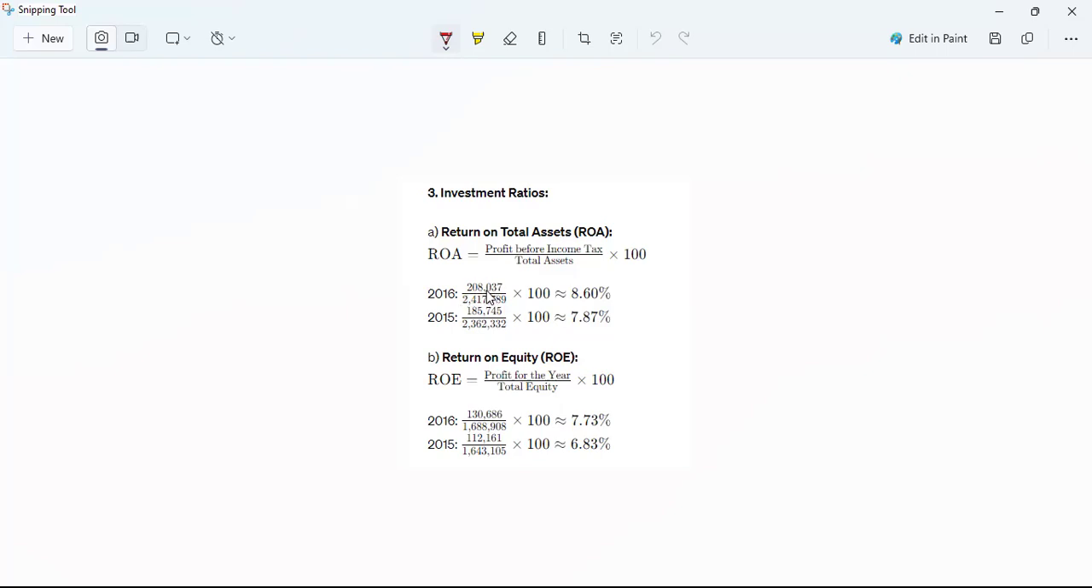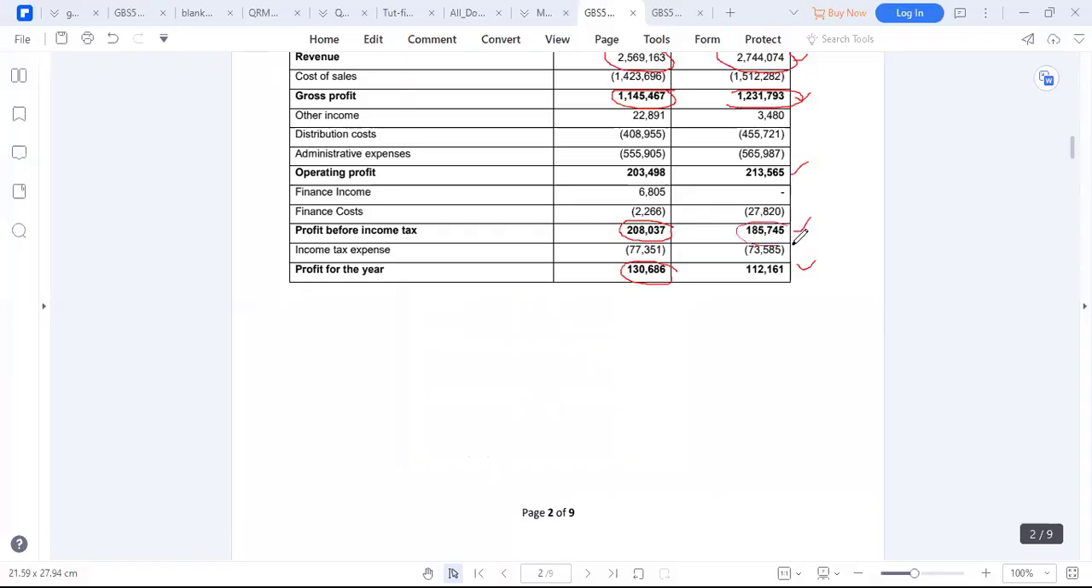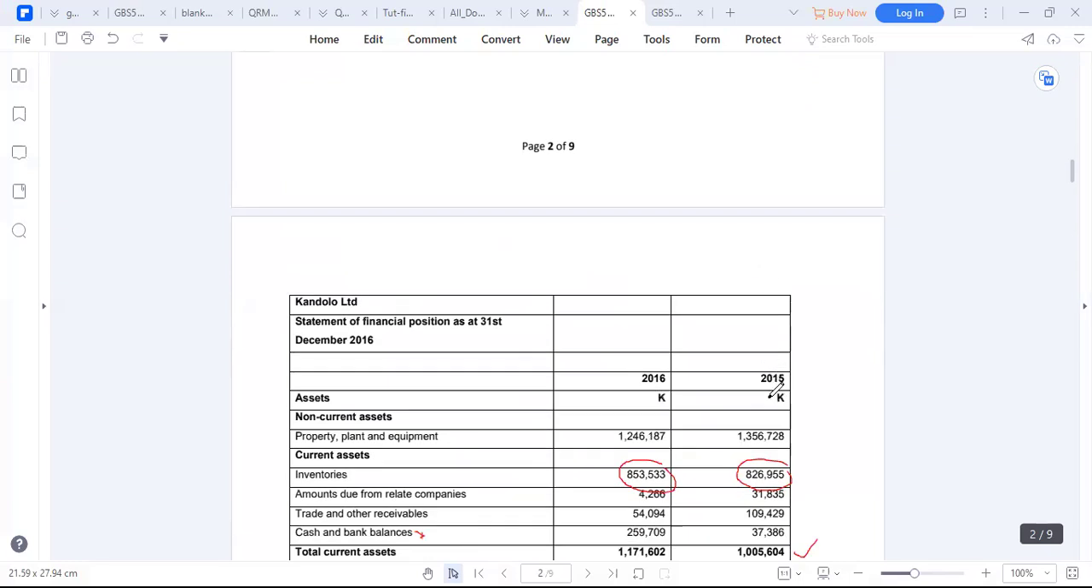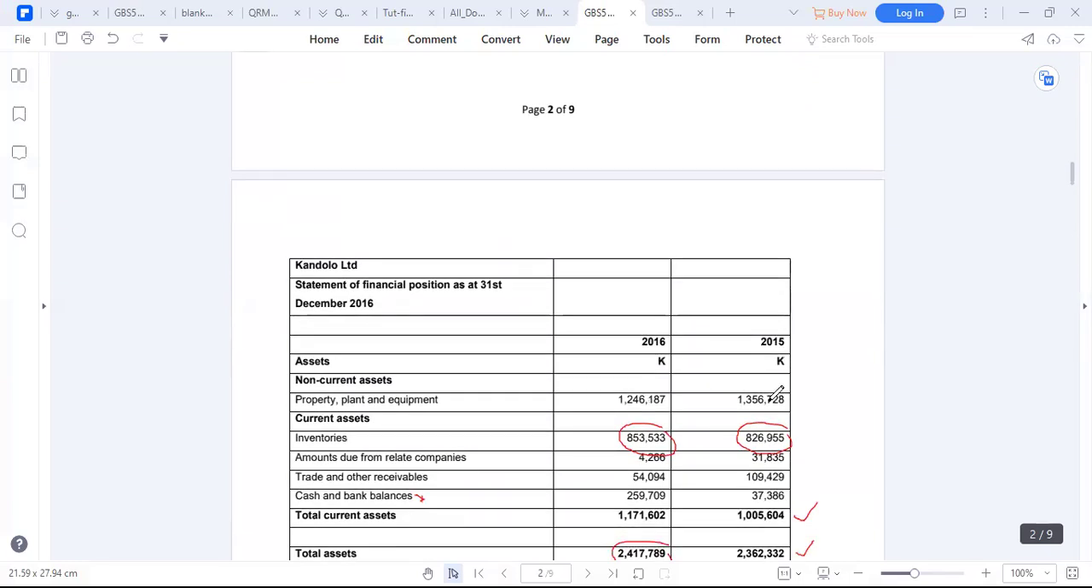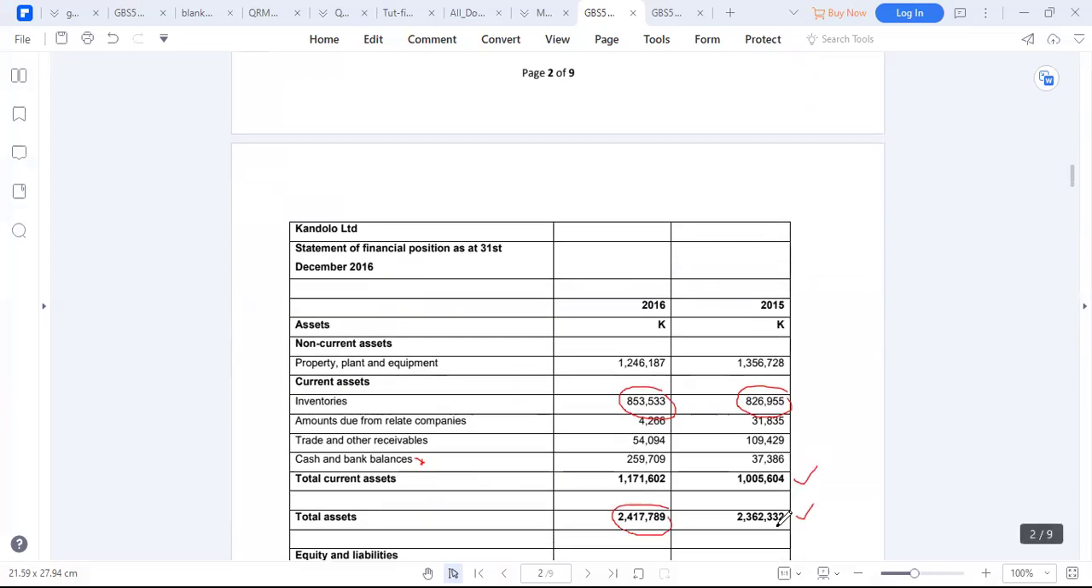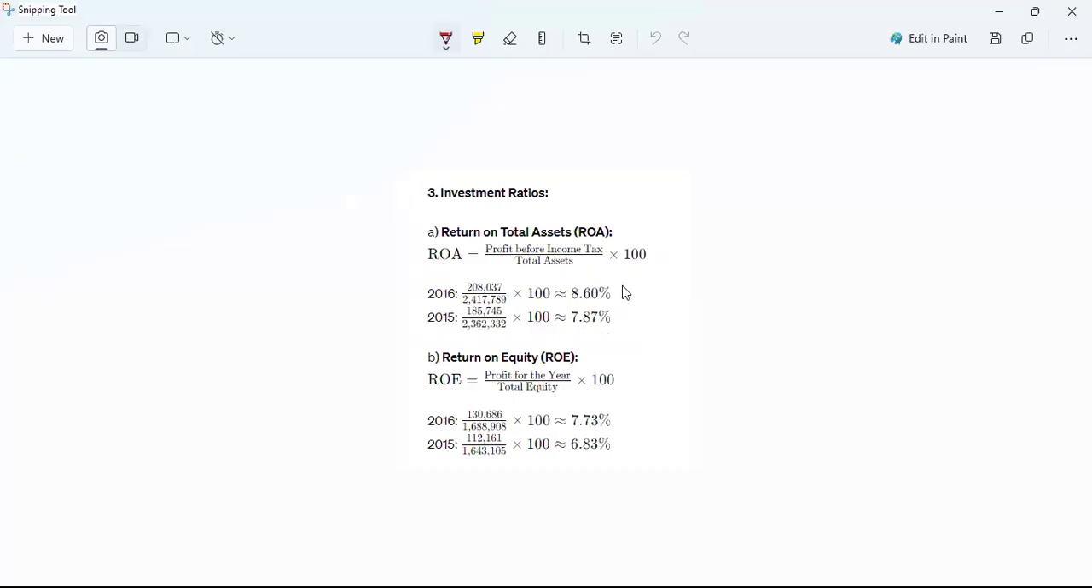The way I've picked this is the way you need to pick for 2015. For 2015, we go to 185 divided by what? Total assets, 185 divided by 2.3, times 100. Then return on equity is the profit for the year, which is profit after tax, over total equity. So for 2016, we get 130 over 1.6, and similarly for 2015.